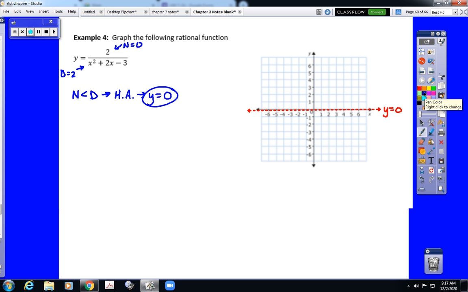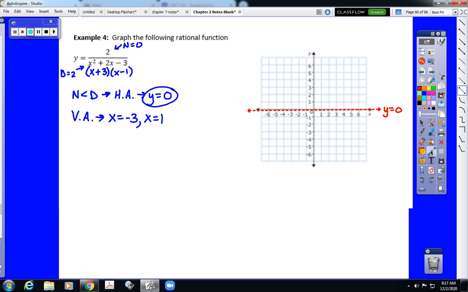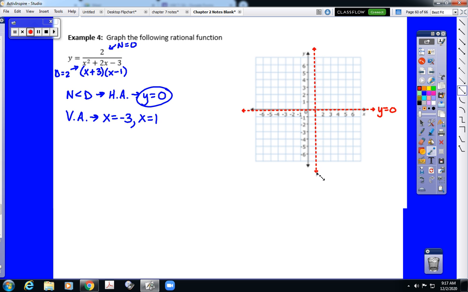Okay, then we do vertical asymptotes. The denominator factors into x plus 3 and x minus 1, which means we have vertical asymptotes at x equals negative 3 and x equals positive 1. These would be the undefined values of the function. So we have a vertical asymptote at positive 1. That is not what I was expecting it to be. Vertical asymptote at x equals 1. And a vertical asymptote at x equals negative 3.